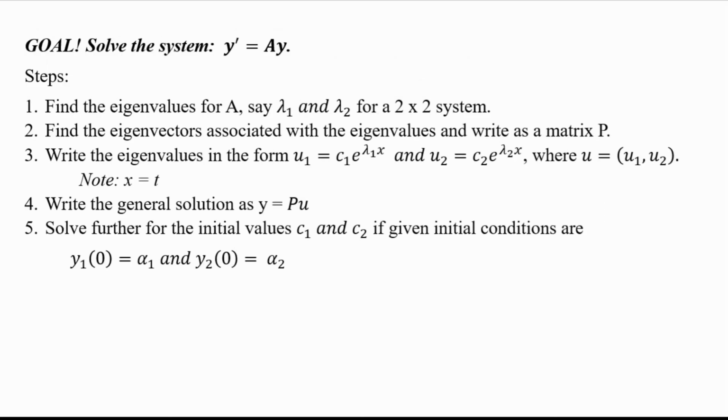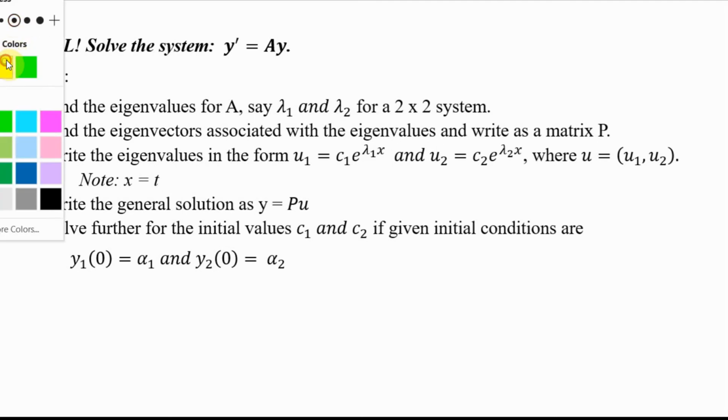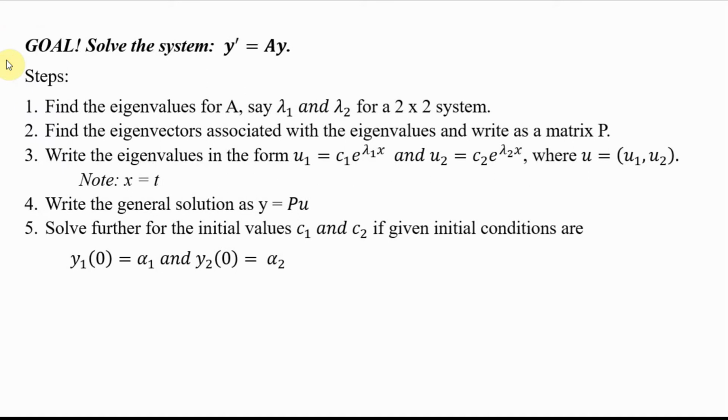So the goal is to solve this differential system. Now the steps are straightforward. Basically, you're going to take the differential system, look at the matrix A that's contained in it, extract A, and then from there, follow your steps for finding the eigenvalues and eigenvectors from the previous chapter.